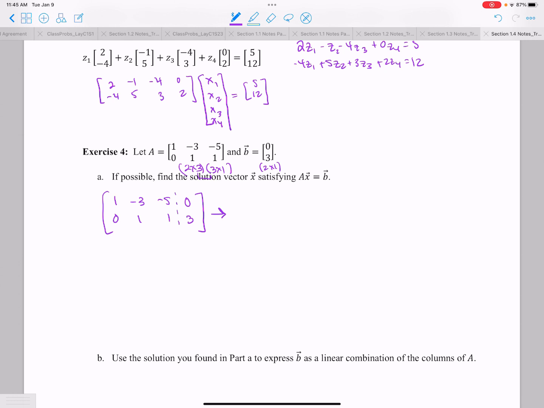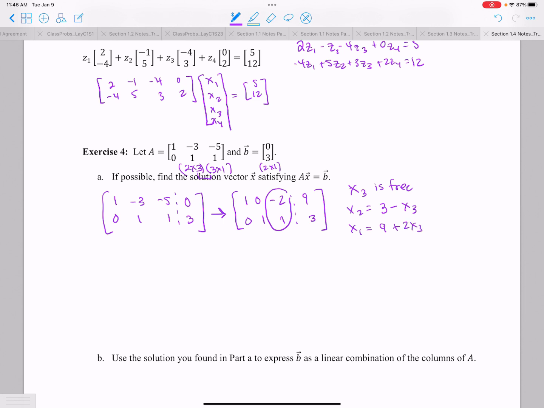It's saying find the weights of this linear combination. If I row reduce this, I will get 1, 0, negative 2, 0, 0, 1, 1, 9, 3. So I can see that this is a free variable. x3 is free. And then x2 is 3 minus x3, and x1 is 9 plus 2x3.